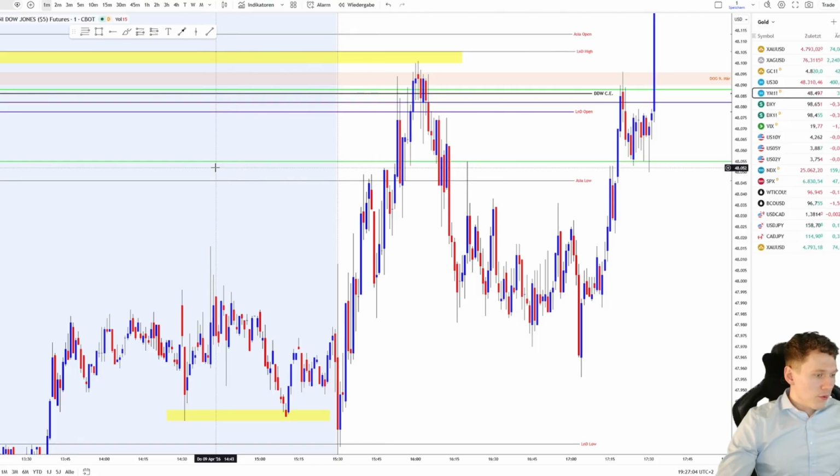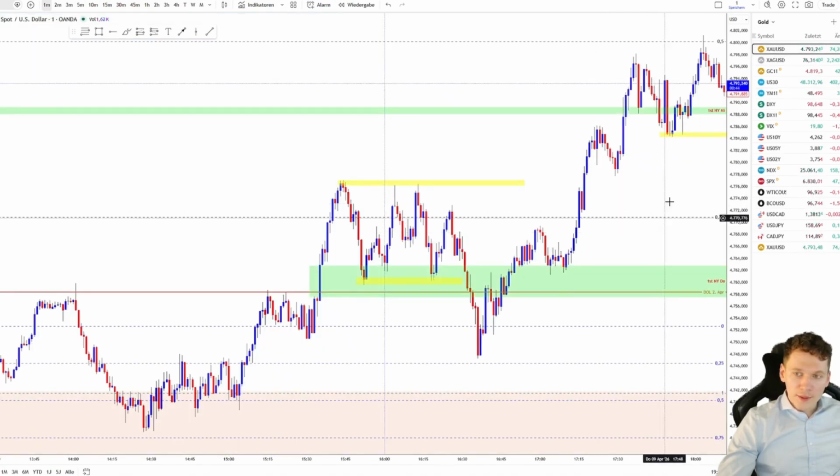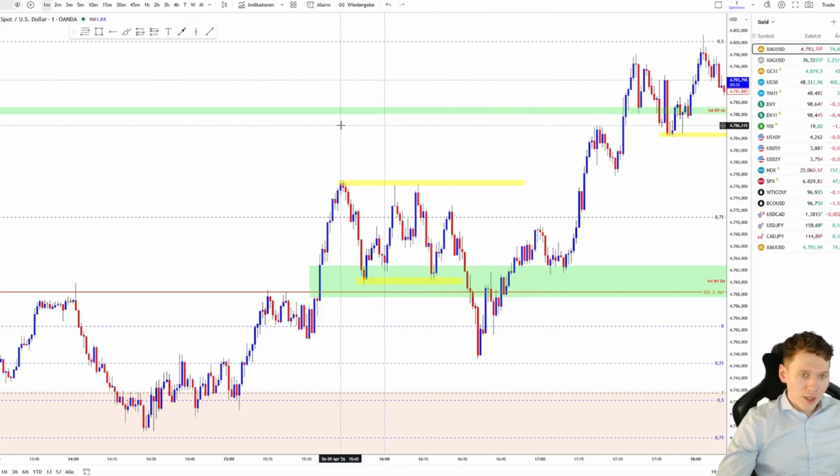What is first New York MI? That's the first presented fair value gap from Wednesday. Okay, sometimes I have the names, the shortcuts in German, but you can see this with the color.